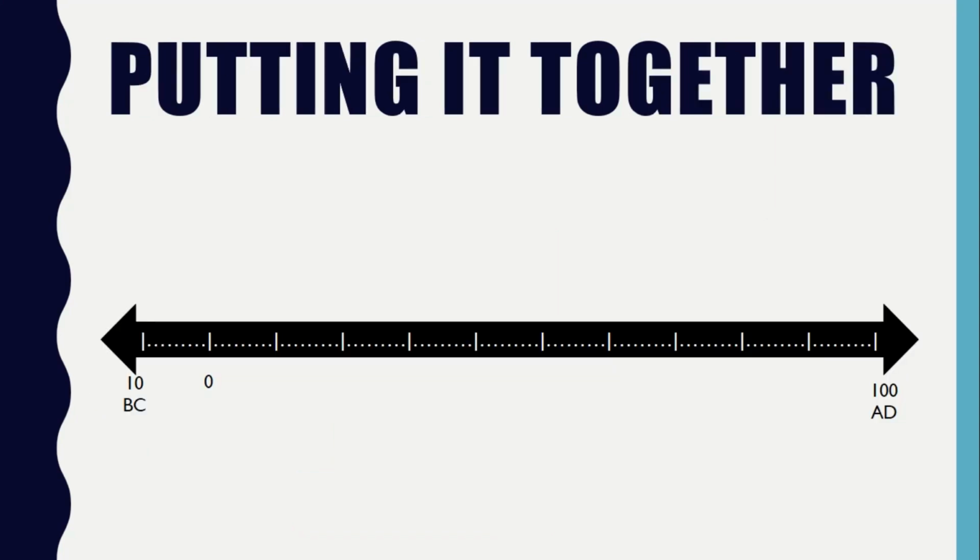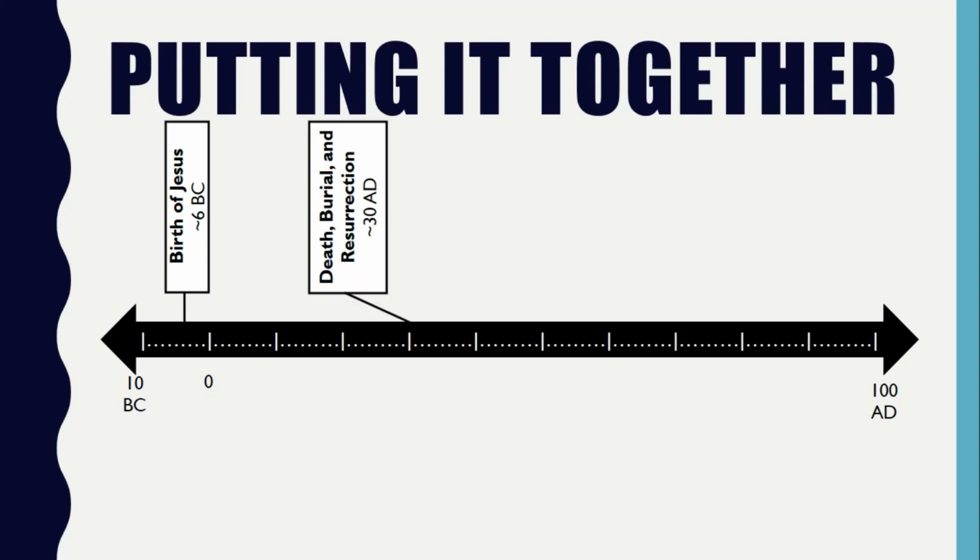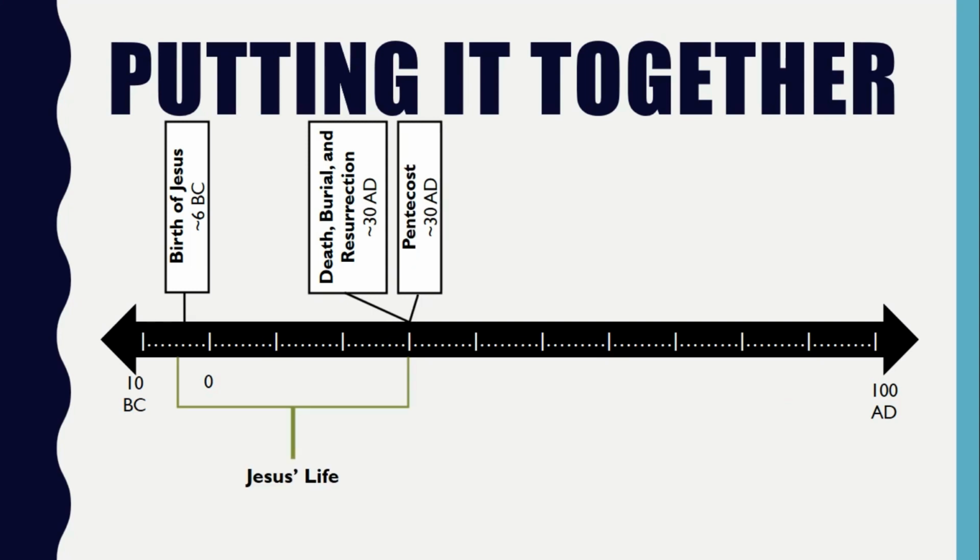So let's put all of this together. What does this look like? Well, Jesus is born in 6 BC, as we talked about before. His death, burial, and resurrection is in 30 AD. So that is Jesus' life. Then we have Pentecost, the filling with the Spirit, the baptism with the Spirit, the speaking in tongues, the preaching of Peter. That's all 30 AD.